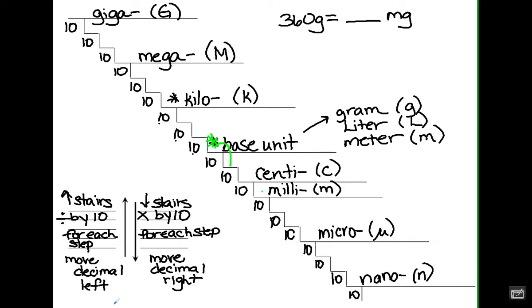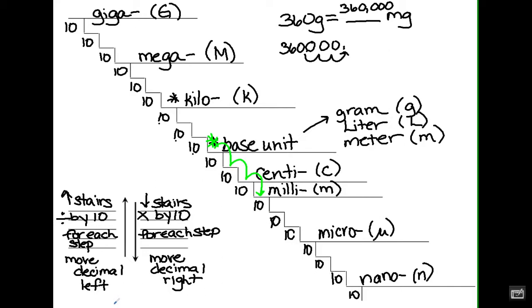So if I look, I'm hopping down 1 step, 2 steps, 3 steps. So what I can do then, if I follow my rules over with the arrows, I am going down the stairs. So I am going to multiply by 10 and move the decimal to the right. So if I look at 360, my decimal is here. I'm going to jump it 3 spaces. 1, 2, 3. Each time I do that, I am multiplying by 10. And then I just simply fill in zeros. So 360 grams gives me 360,000 milligrams.